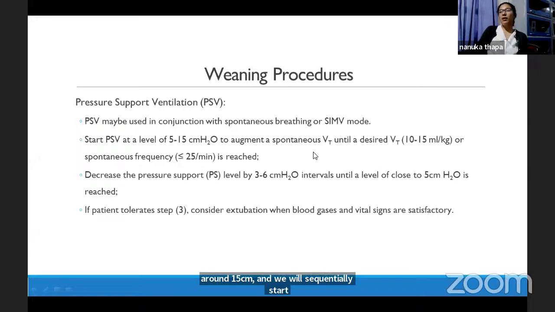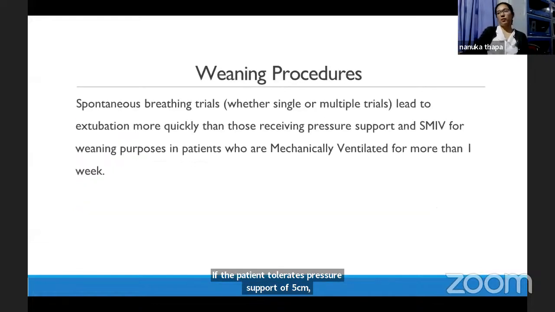and we will sequentially start decreasing the support such that the patient takes a spontaneous tidal volume of 10 to 15 ml per kg, maintaining a respiratory rate of 25. Subsequently, the pressure support is decreased by 3 to 6 per aliquot till we reach the lowest level of 5 centimeters. If the patient tolerates pressure support of 5 centimeters, the patient can be considered for extubation if the blood gases and the vital signs are satisfactory.